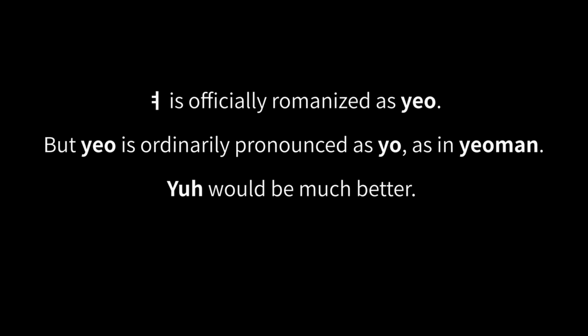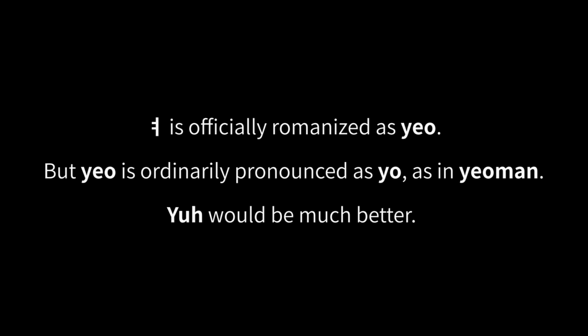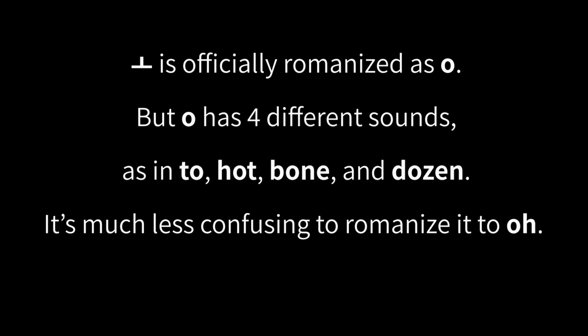Yo is officially romanized as YEO. But YEO is ordinarily pronounced as yo, as in yeoman. YUH, yo, would be much better. O is officially romanized as O in English. But the English letter O, unlike the Korean O, has 4 different sounds, as in to, hot, bone, and dozen. Thus, it would be much less confusing to romanize this vowel to OH, O.